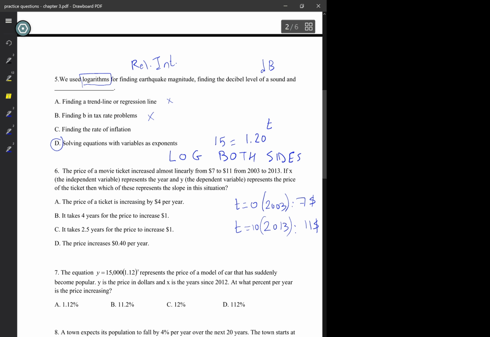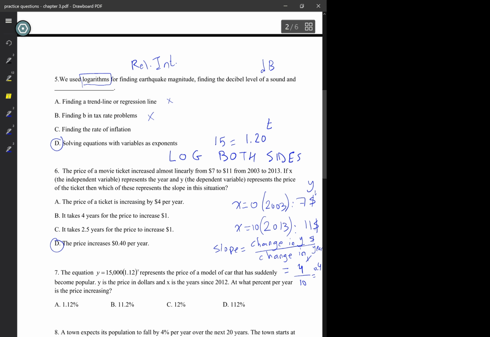So if x represents the year, so that's x, and y represents the price of the ticket, then which of these represent the slope in this equation? So if this is x and this is y, the slope, as we said, is equal to change in y divided by change in x. So that's basically 11 minus 7, and it's an increasing change, so the slope is positive. 11 minus 7 is 4 divided by 10, so that's 0.4. And again, the unit is very important: dollars per year. Change in y in dollars, and this is year.